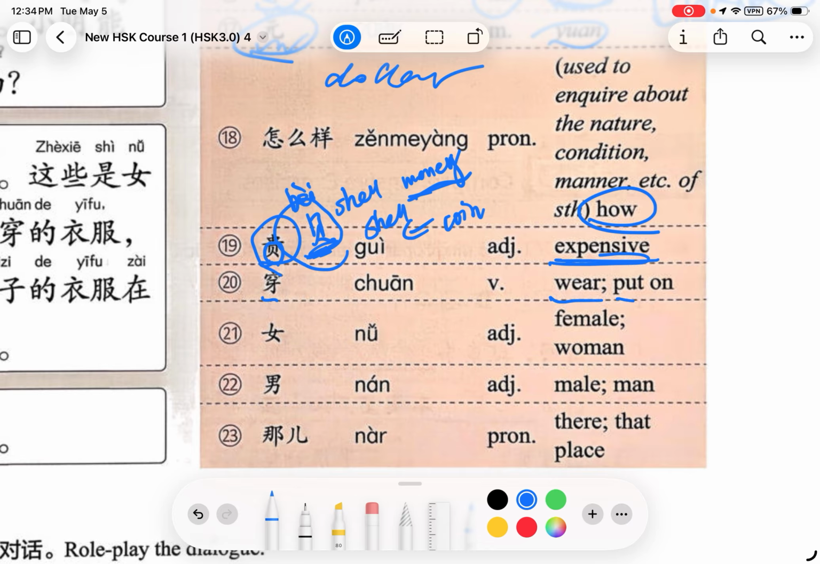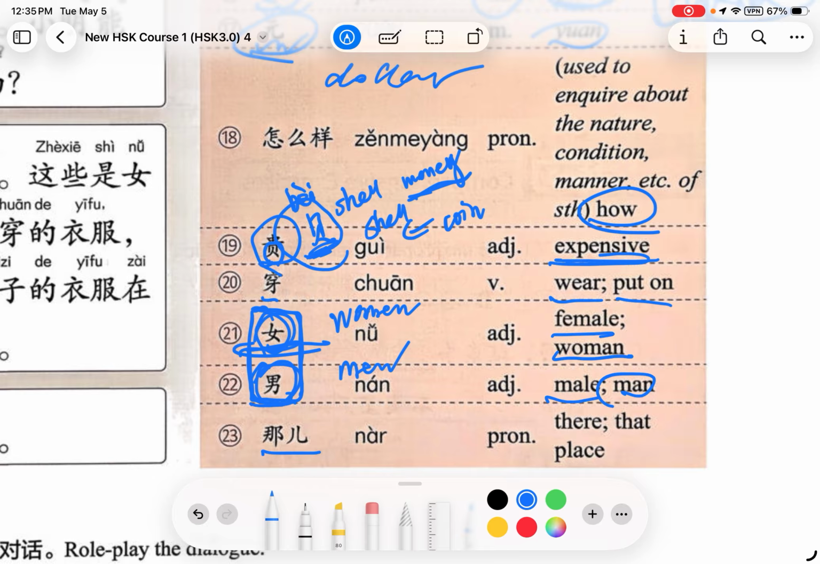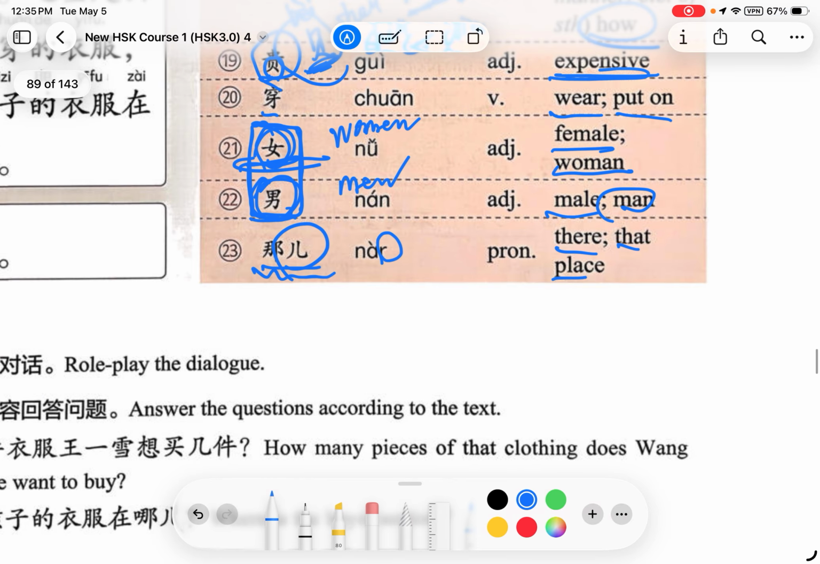穿 means wear, put on. 女 男. You must know these two characters because in front of every toilet, we have these two characters. We usually don't have the words women and men; instead we have these two characters. 女 means female, woman. 男 means male, man. 那儿 means there, that place. The R sound is usually used in daily conversation.